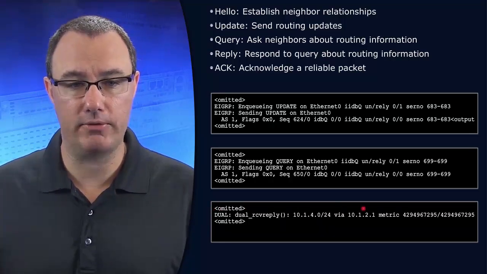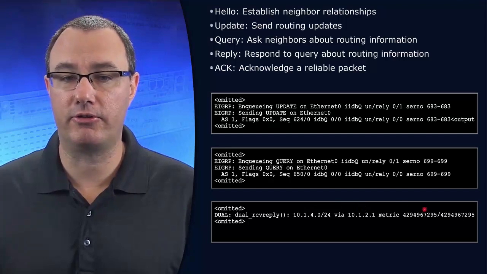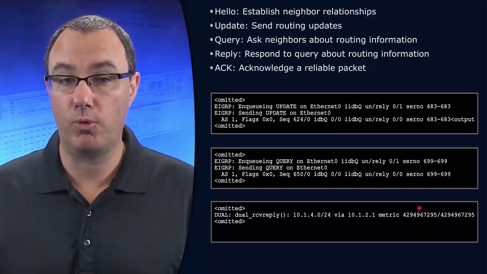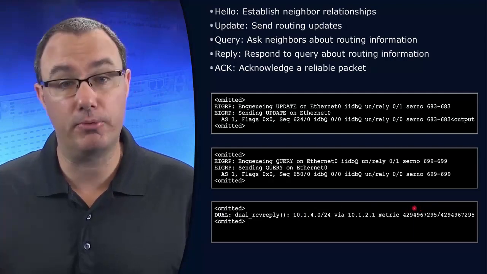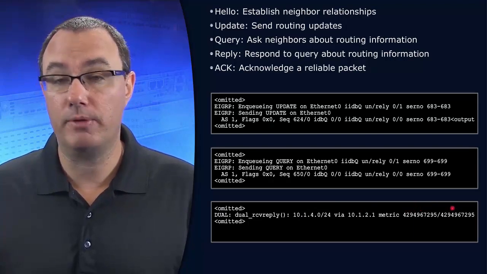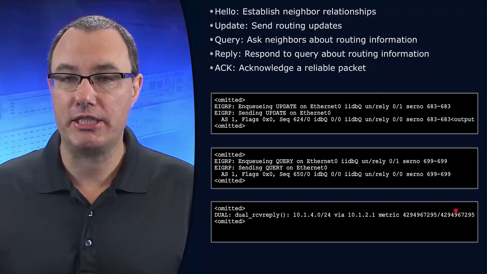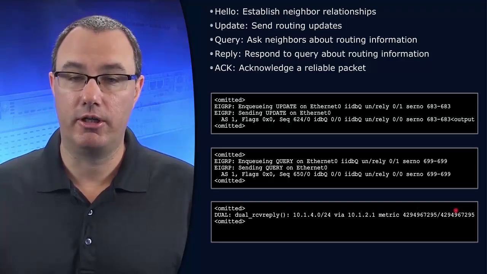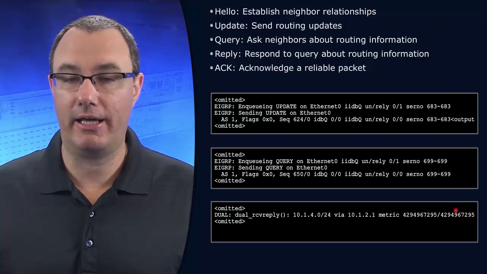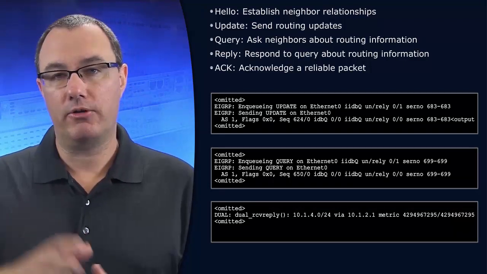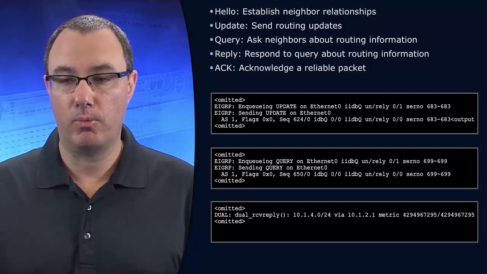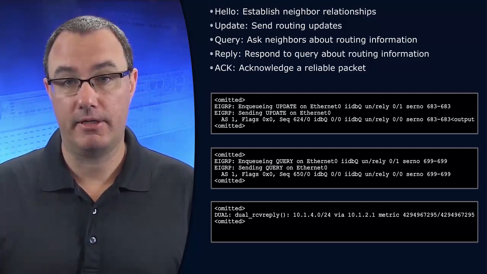And we can receive a reply, and it tells us the metric for those networks. And this is the metric which we call feasible distance, and this is the reported distance, which is that neighbor's metric to get to that network. So the more we understand these packet types, the more we'll be able to interpret them if we ever have to.